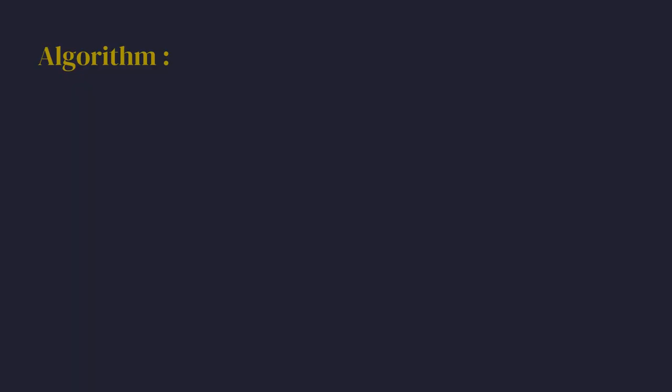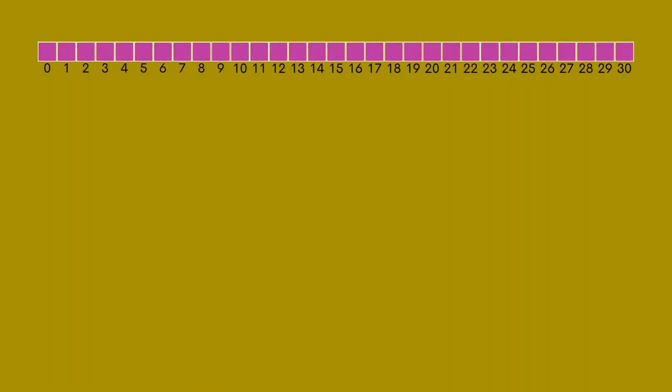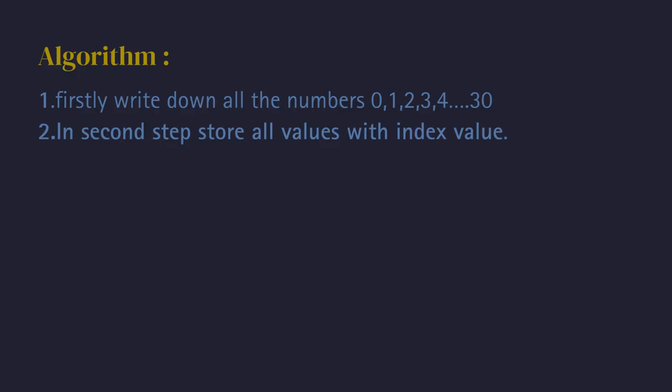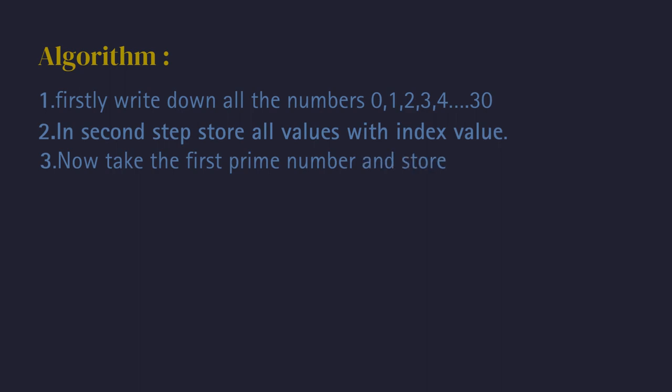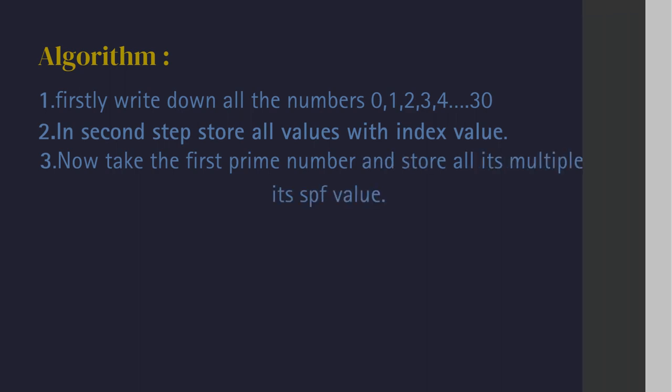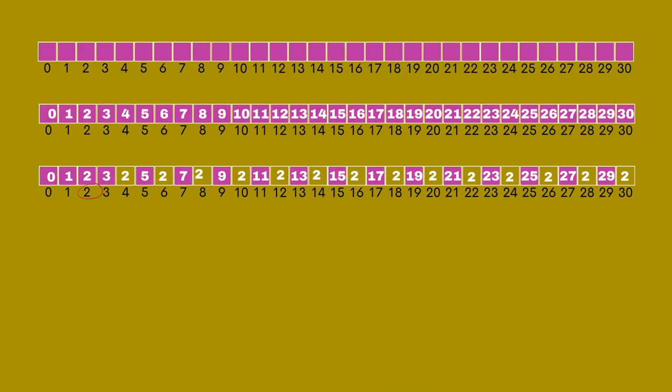Let us understand through a small number, 30. Firstly, write down all the numbers from 0, 1, 2, 3, 4 till 30. But to store them in the computer's memory, we need some data structure. So in this example, we will take an integer array. In the second step, store all values with their index value. Now in the third step, take the first prime number and store all its multiples with its SPF value. The first prime number is 2, so we will store all the multiples of 2 as 2, because 2 is the smallest prime factor for all the multiples of 2.